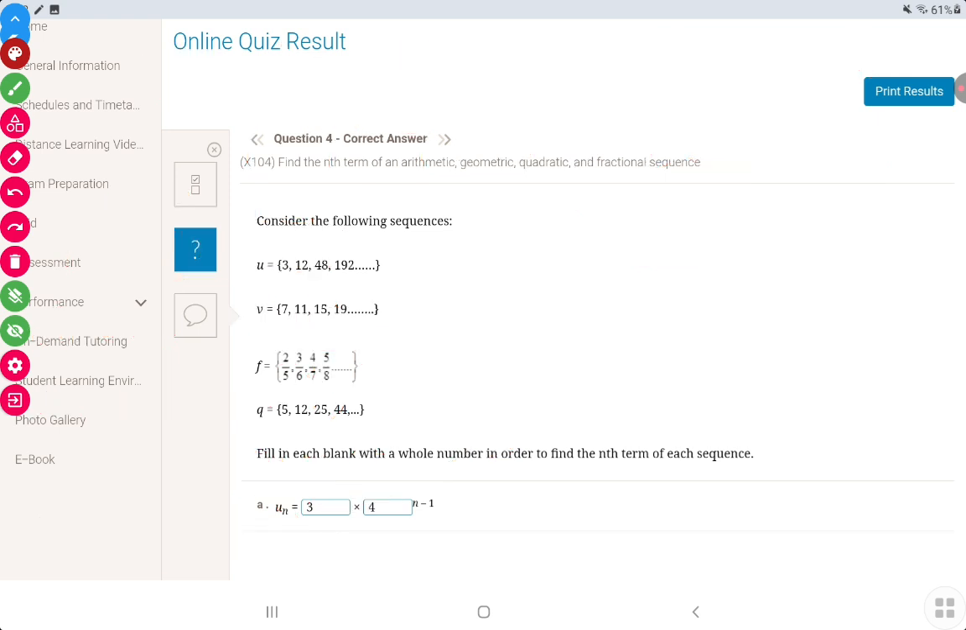Okay, and then we have f. F is fractions. When you have fractions, you take the numerator as its own set and the denominator as its own set. And then when you get the general term of the numerator, you put it over the general term of the denominator. So we start with 2, 3, 4, 5. You check and see if it's arithmetic, geometric, quadratic, or cubic.